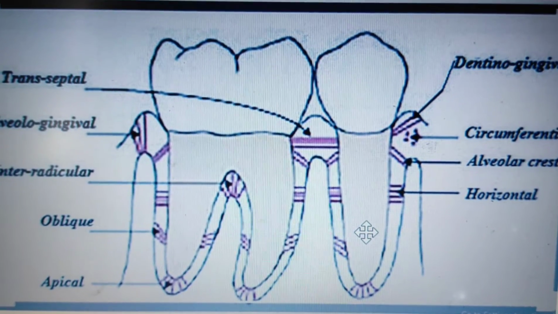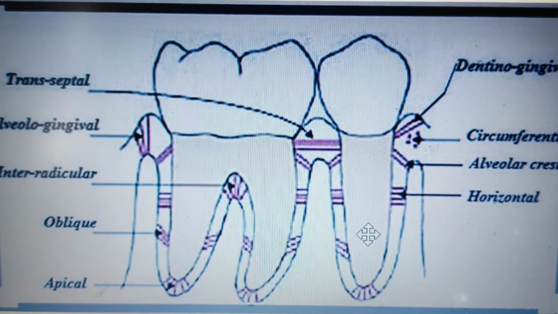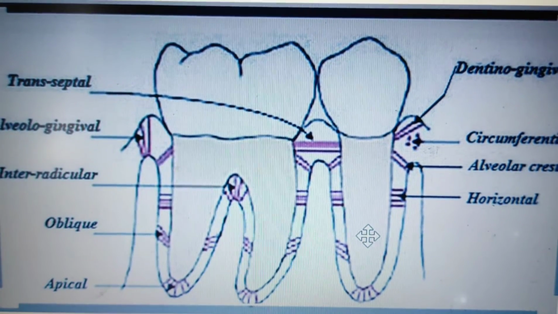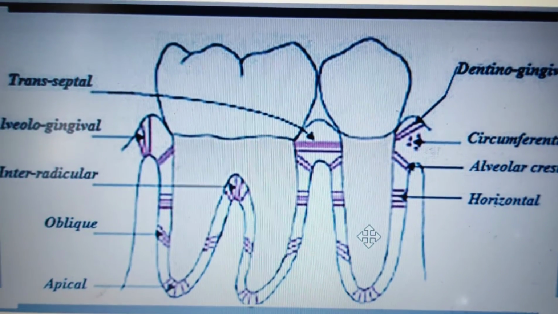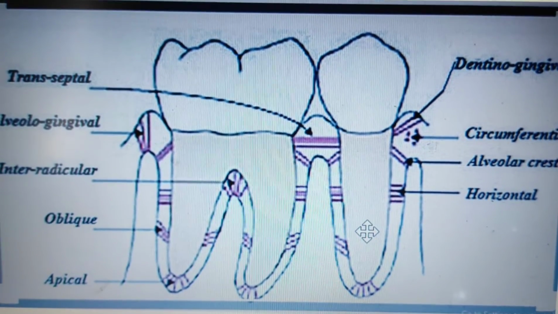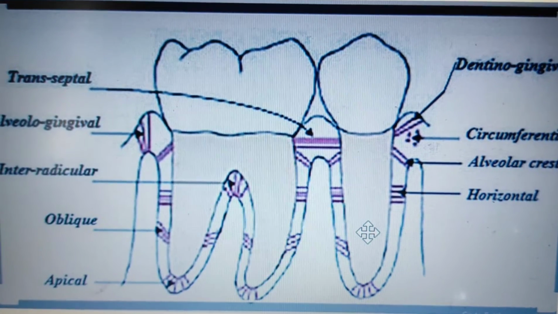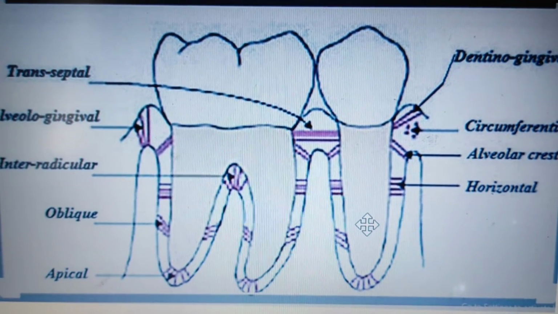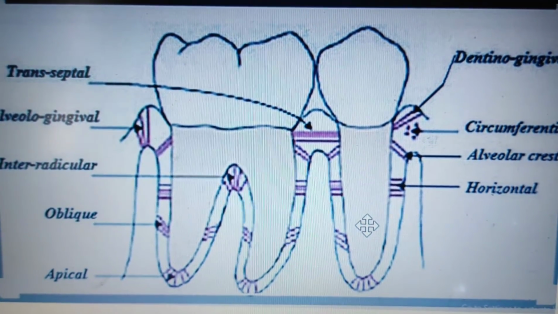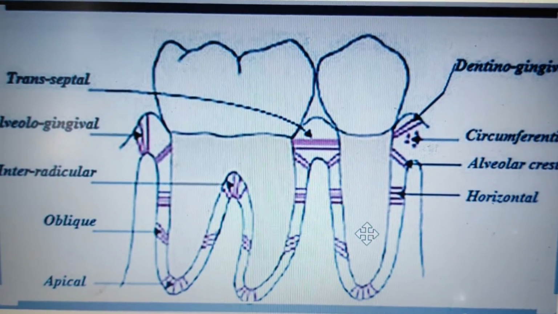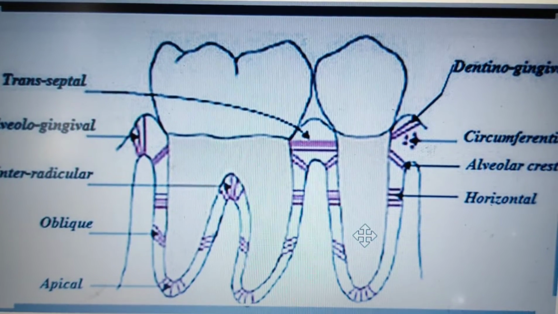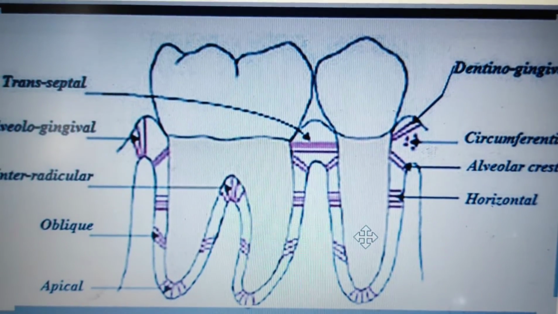Transseptal fibers extend interproximally over the alveolar bone crest and are embedded in the cementum of adjacent teeth. As we can see in the diagram, transseptal fibers are present just above the alveolar crest and they run interproximally and are embedded in the cementum of adjacent teeth. They are reconstructed even after the destruction of alveolar bone resulting from periodontal disease.